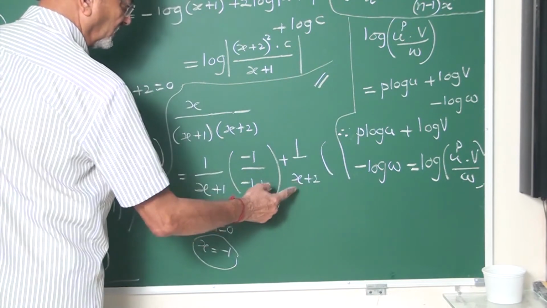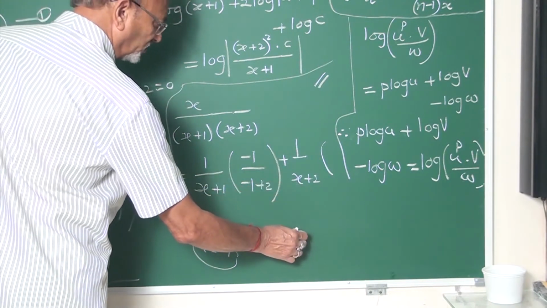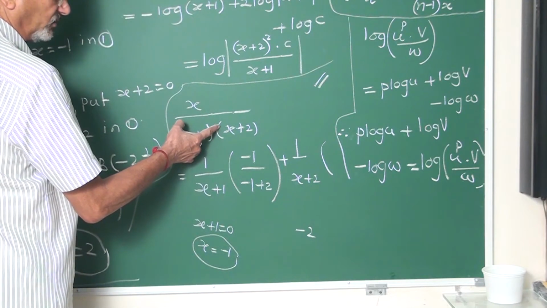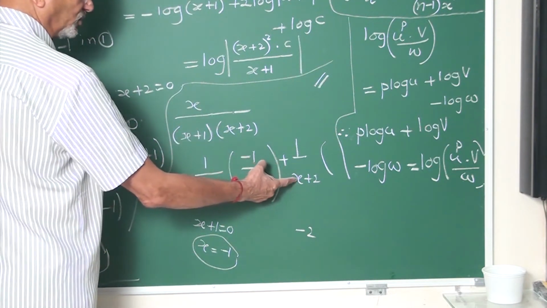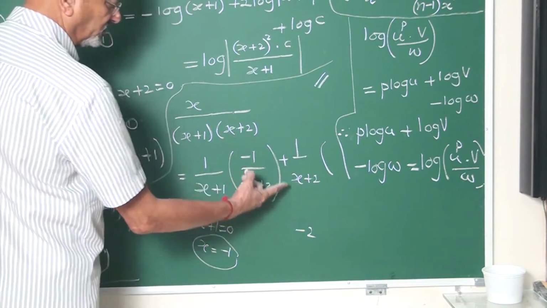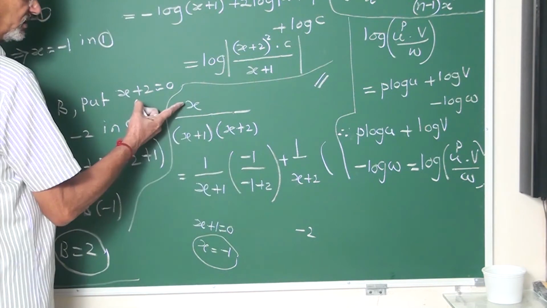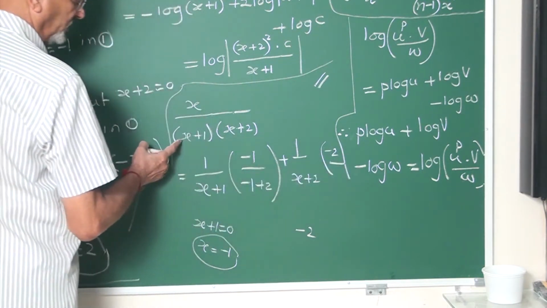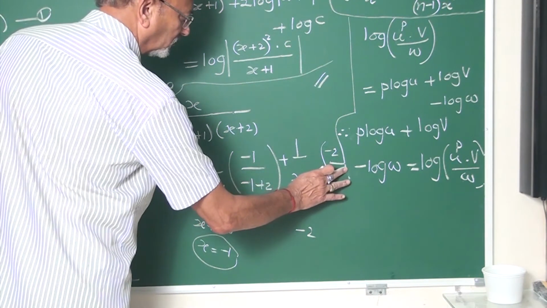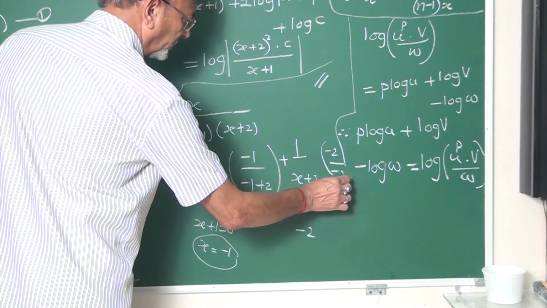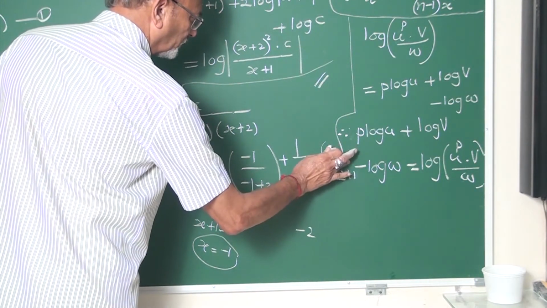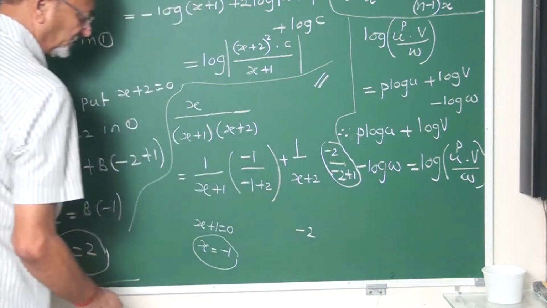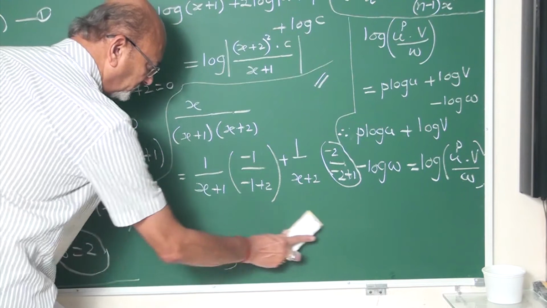Same method. Put this equal to 0. What is the value of x? Minus 2. Don't put it here. Why? If you put x equal to minus 2, x plus 2 becomes 0, and 1 by 0 is undefined. Other than this factor, you put it. x is minus 2, so minus 2 plus 1. Simplified, my friend.